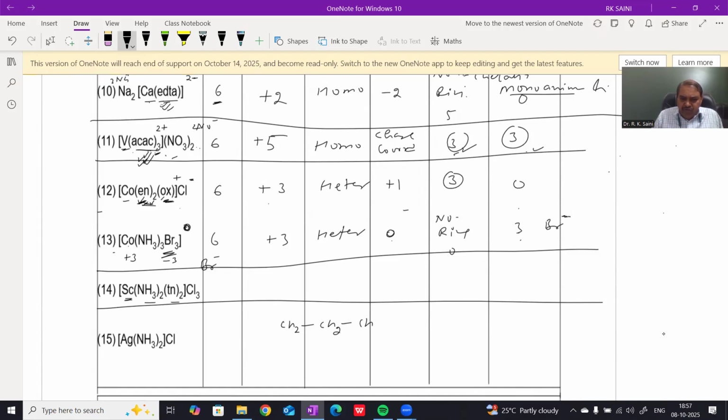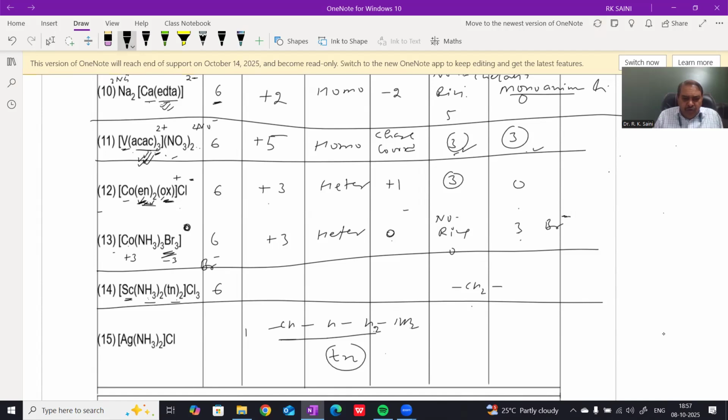trimethylene diamine. Trimethylene diamine is denoted in abbreviated form by TN. We know that CH2 diradical is known as methylene. Therefore, this ligand is known as trimethylene diamine, abbreviated TN. It is a neutral, bidentate ligand. Therefore, bidentate 2 gives 4, and monodentate 2. Therefore, 6 is the coordination number.